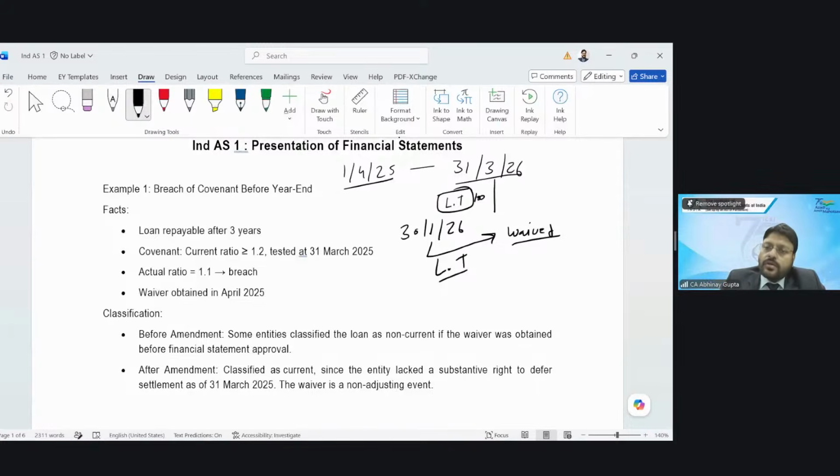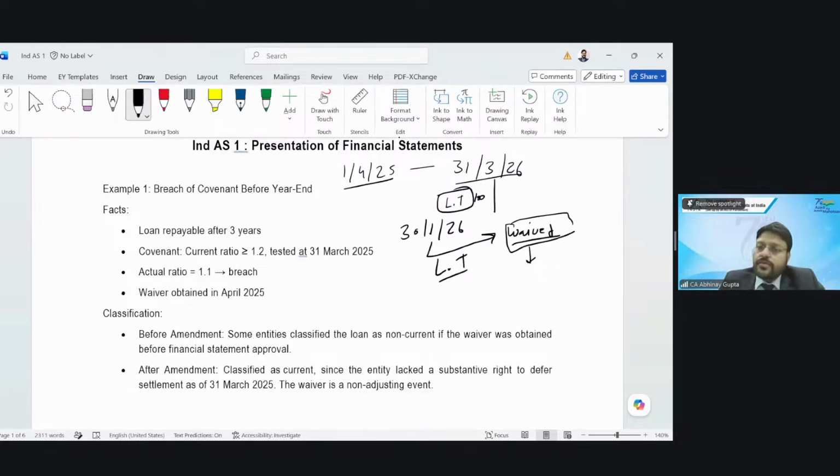The older version of Ind AS 1, before the amendment, was saying that this waiver can be obtained before the approval of the financial statements, right? When the approval happens, generally in the board meeting. So when the board of directors approve in case of a company, or the approving authority in case of any other structure, the older version of Ind AS 1 said that the waiver needs to be obtained on or before the date when the financial statements were approved by the approving authority, right? In case of a company, financial statements are approved in the board meeting by the board of directors.